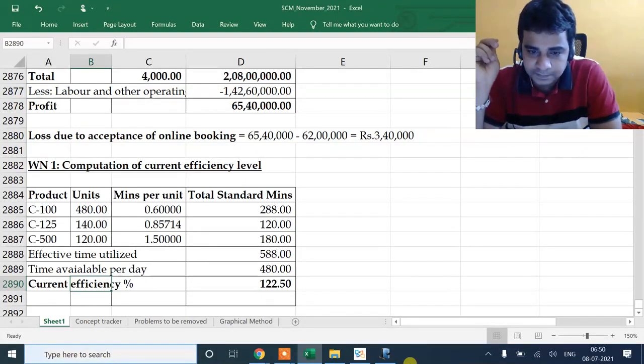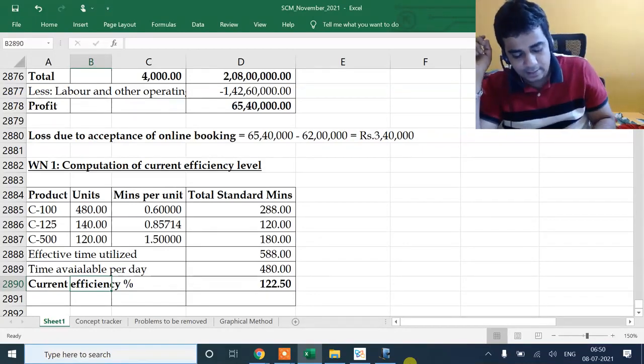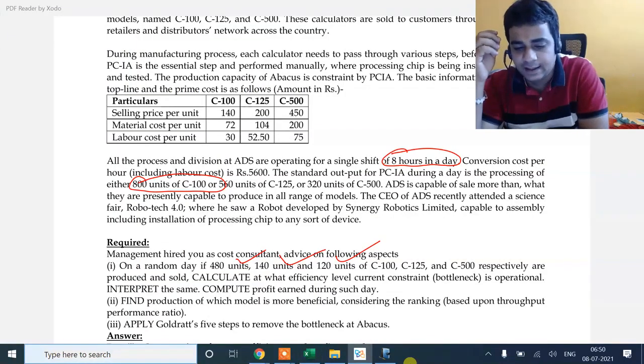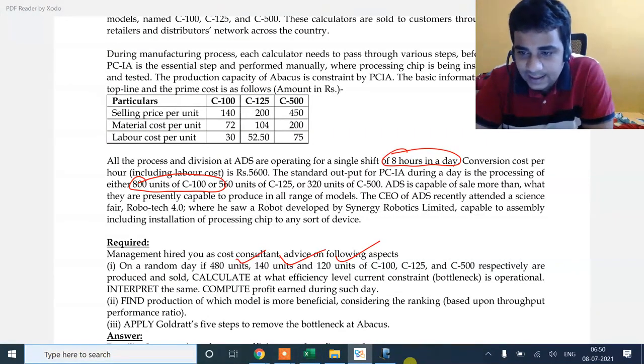Do part 2 and calculate the TA ratio, and then do the ranking. Please calculate the TA ratio and then do the ranking, because based upon the throughput performance ratio they're very clear in the bracket. Even without a TA ratio you can find it, but I would want you to calculate a TA ratio and then do the ranking.